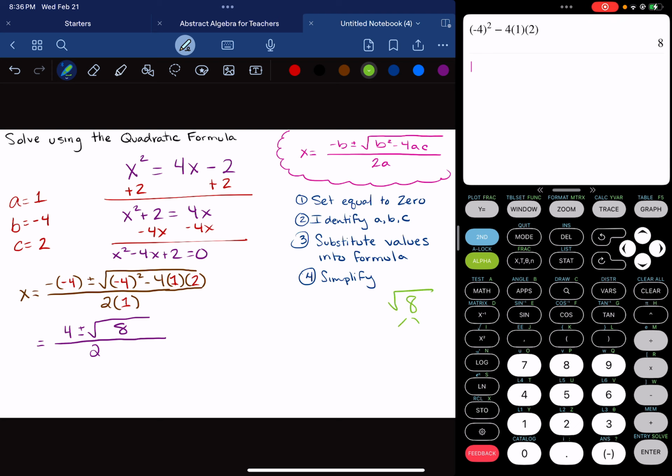I know that I can get 8 by multiplying 4 times 2. 4 further breaks down to 2 times 2. And I can't go any further. I see I have a pair of 2's and a single 2. So this is going to simplify to 2 square root of 2. So in my equation, I'm going to change it over here. 4 plus or minus 2 square root 2, all divided by 2.